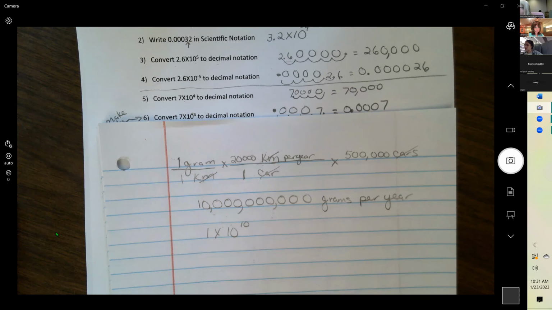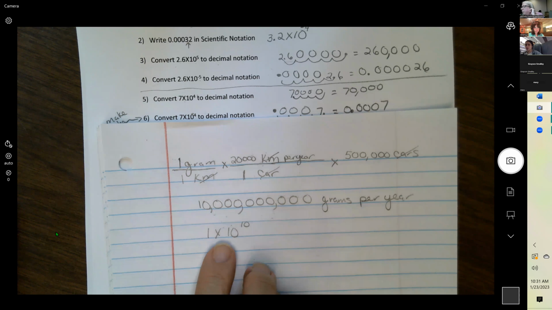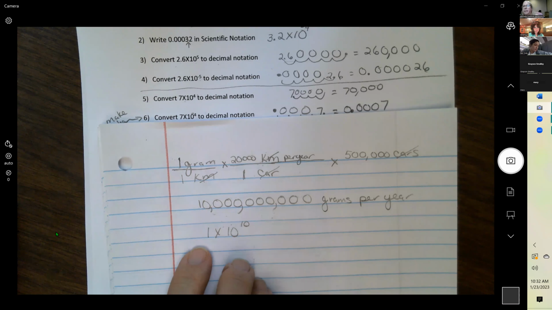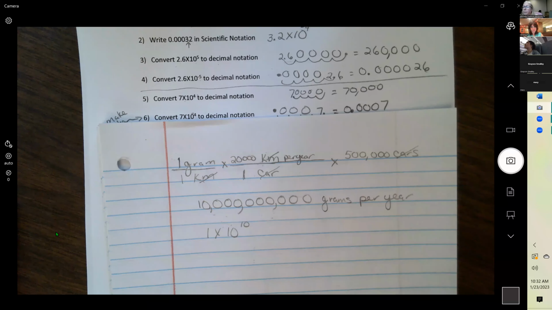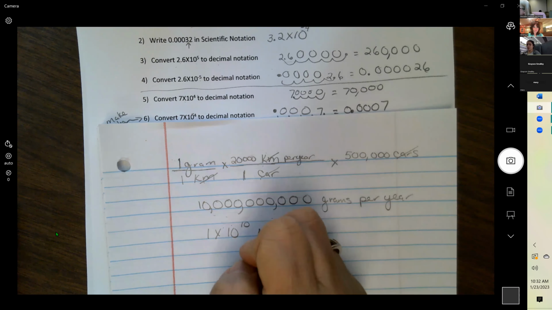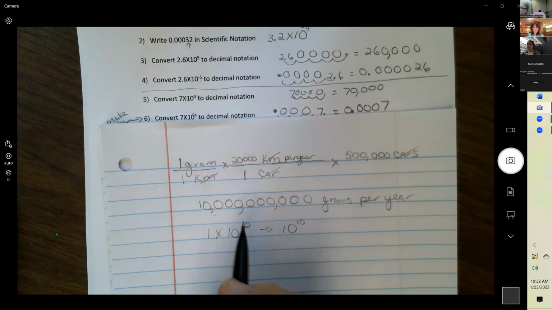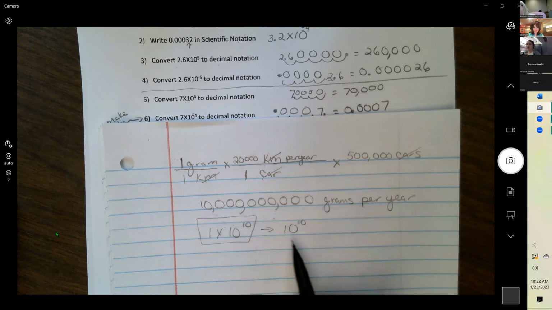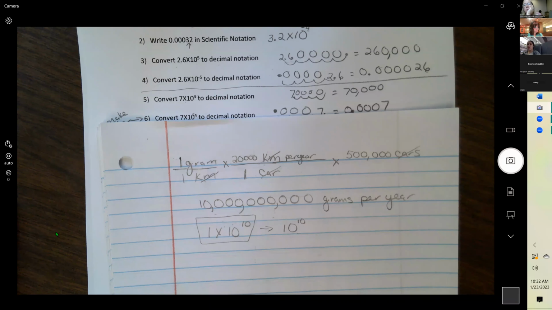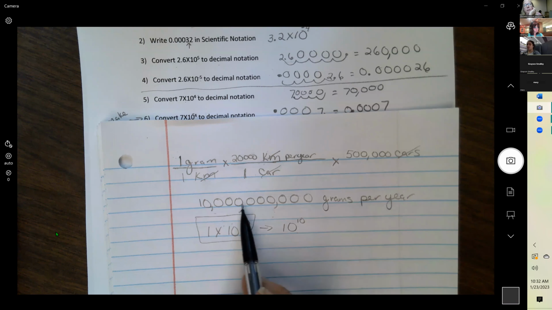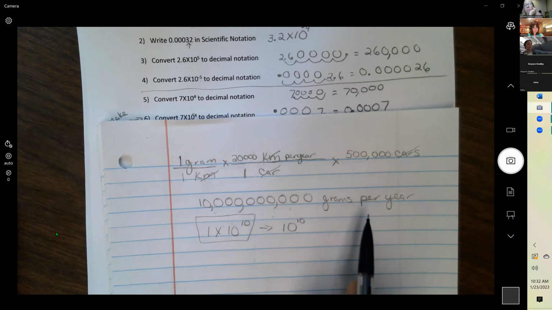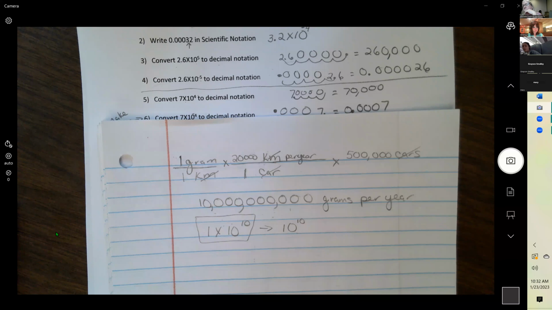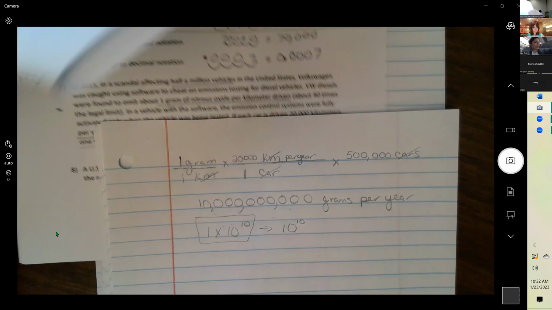Now you could write it like that. The book says you do have to have your significant digit here. So notice it can be a 1, but it cannot be a 10. So you could have put 1 times 10 to the 10th or 10 to the 10th. This would be proper scientific notation. Technically, this isn't wrong. Thousand, million, billion. So 10 billion grams of nitrous oxide per year. Any questions on that?